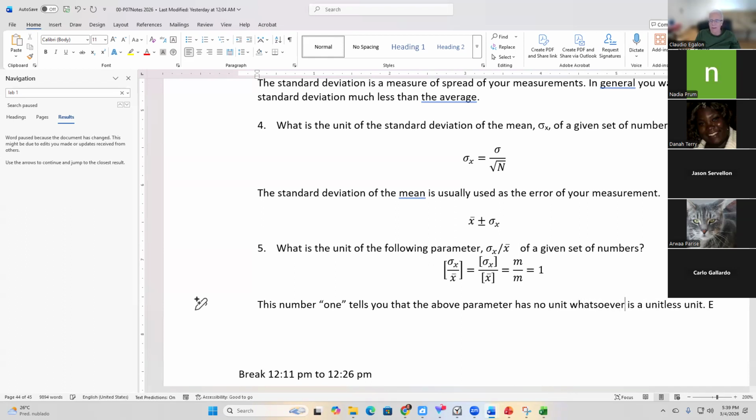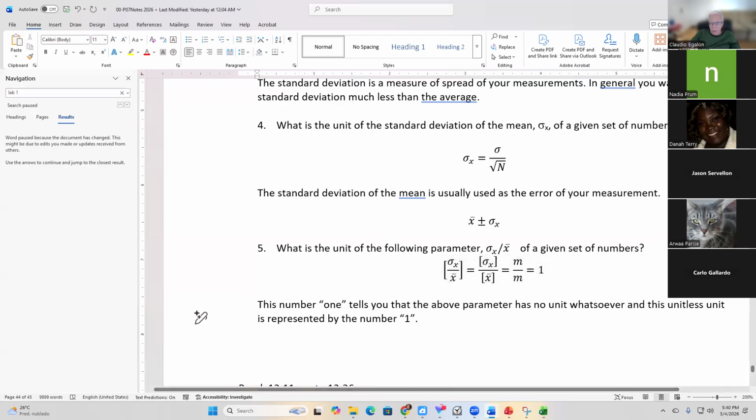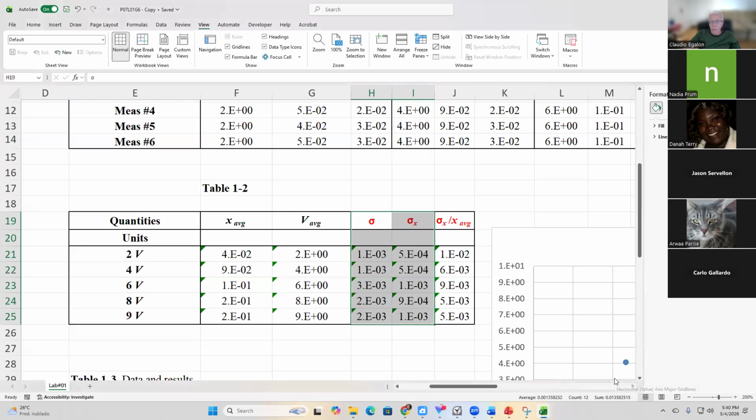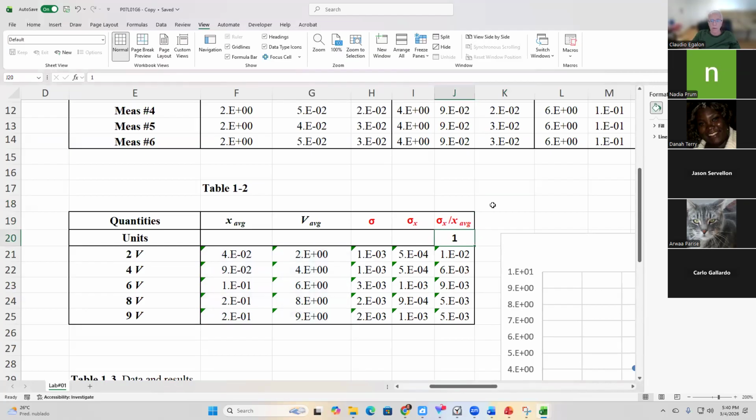And this unitless unit is represented by the number one. We have a bunch of parameters out there that are unitless. So if you're going to write the unit of this ratio here, all you have to do is write the number one. You're going to find out many units out there that are going to be unitless.